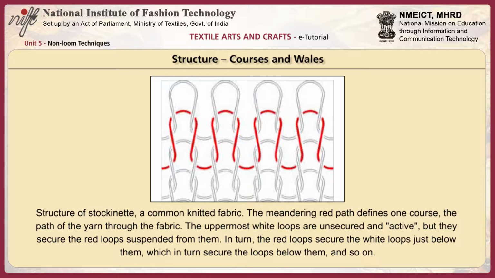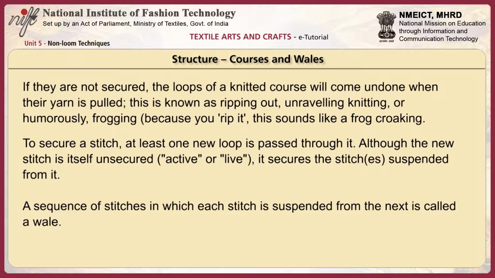The uppermost white loops are unsecured and active, but they secure the red loops suspended from them. In turn, the red loops secure the white loops just below them, which in turn secure the loops below them, and so on. If they are not secured, the loops of a knitted course will come undone when the yarn is pulled.